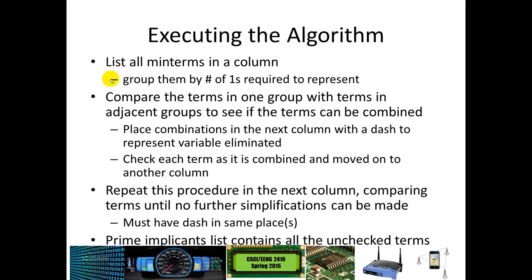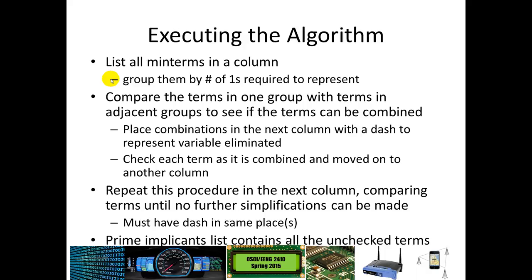And once you do that, you know that the value in the previous column can be eliminated because it is not a prime implicant. You're going to keep doing that until you get all the way to a column where you can no longer make any combination. So perhaps you have groups of four, but you don't have a group of eight. You would have to stop at the third column. And we're going to see an example of that as we go on through.